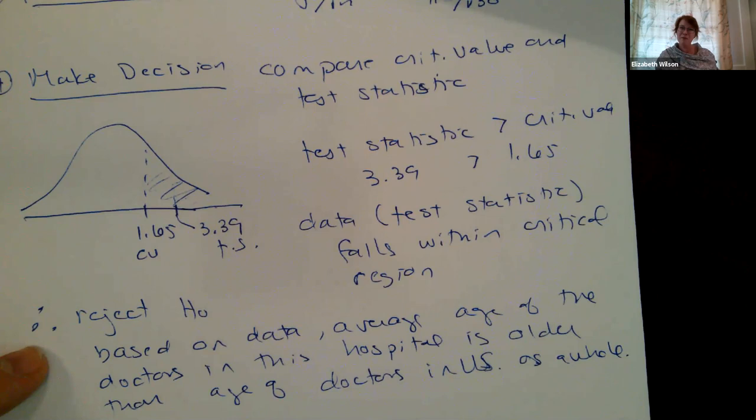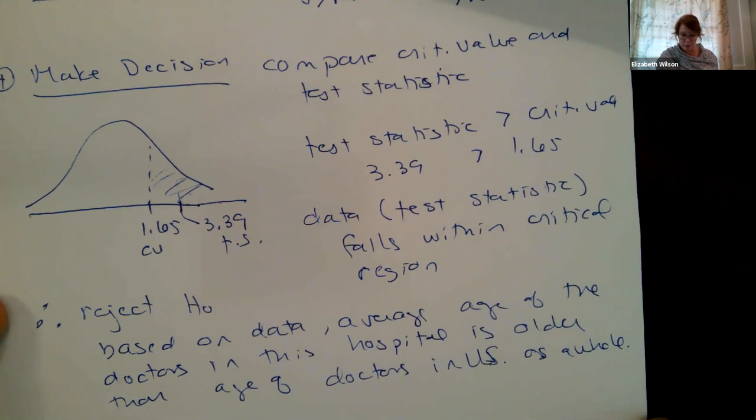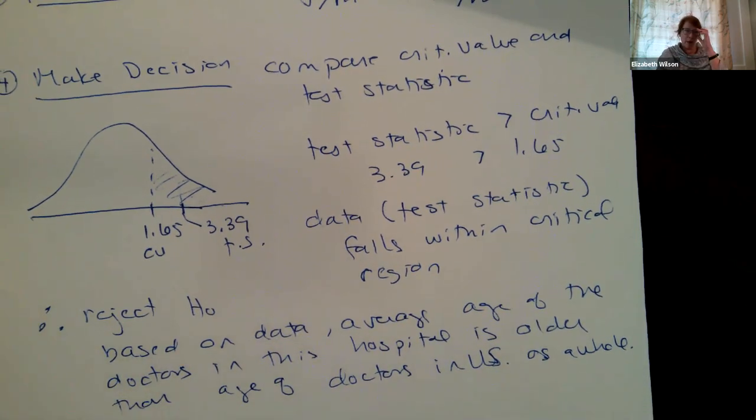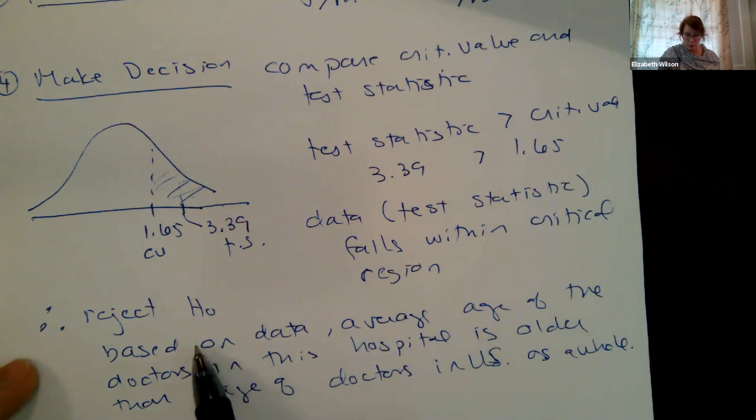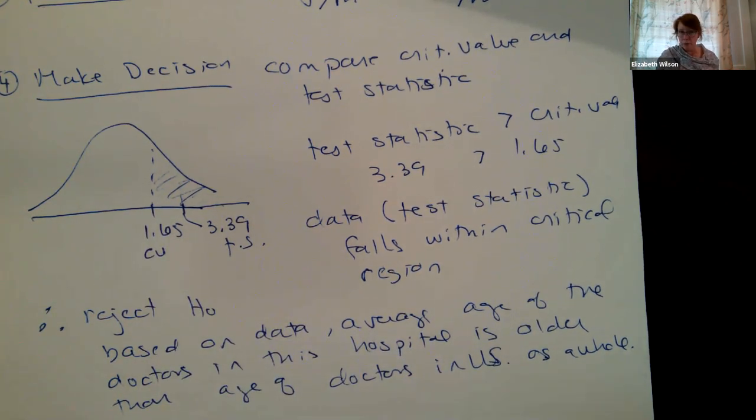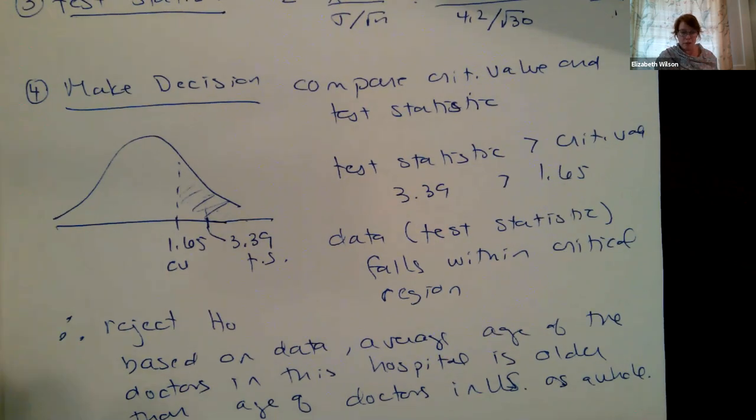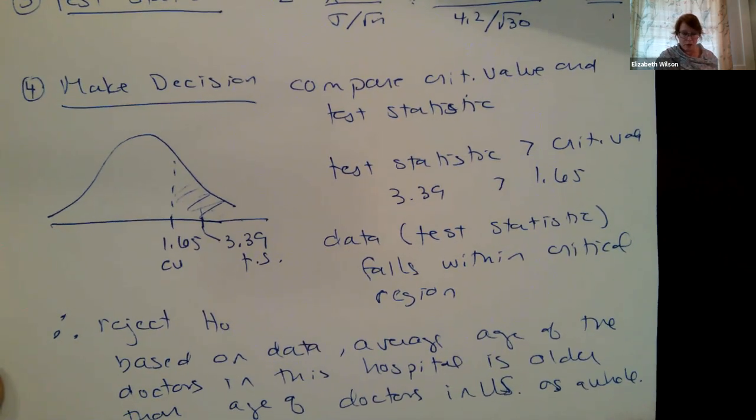Okay, so I'm kind of rephrasing my hypothesis. See, we're not actually committing. We're not saying, yeah, definitely these doctors are older. We're saying based on the data that we have, we can reject the null hypothesis that says they're not different. And based on that, the average age of the doctors in this hospital is actually older. It's a bigger number than the average age in the U.S. as a whole.